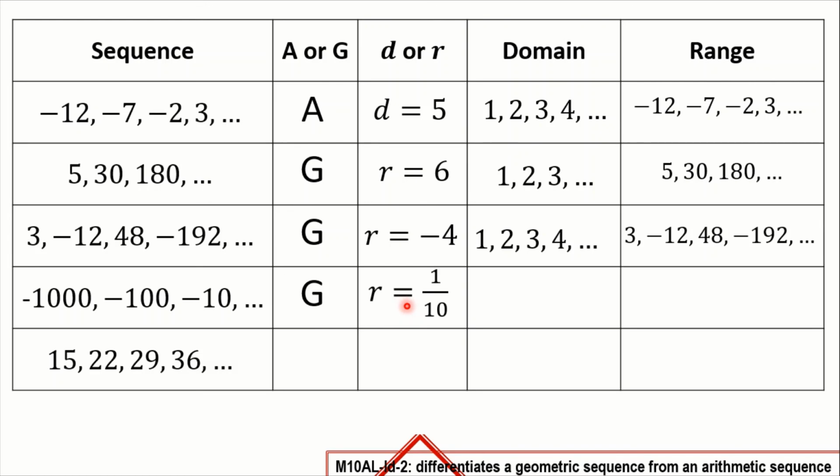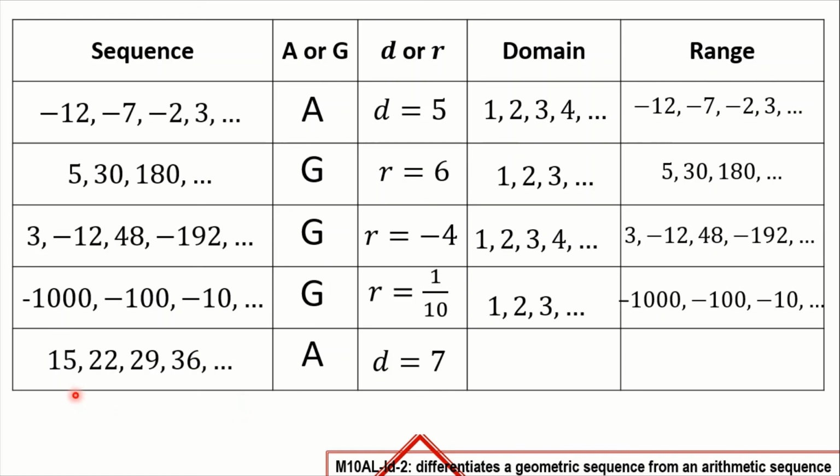The domain, again, is a set of positive integers. We have 1, 2, 3, and so on. And the range, copy lang natin ulit ang sequence. We have negative 1,000, negative 100, and negative 10. Last sequence, we have 15, 22, 29, and 36. So, in this case, we have here an arithmetic sequence wherein the common difference is positive 7.